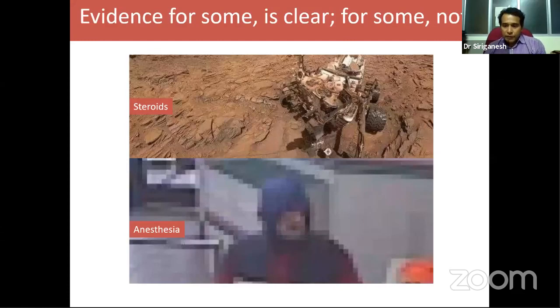So, coming to the end of my presentation, evidence for some is very clear, like you can see on the slide on the top panel, especially for steroids, class 1 recommended evidence and level 1 recommendation. But what is relevant for us for day-to-day practice, such as for anesthetic management, the evidence is blurred or unclear.